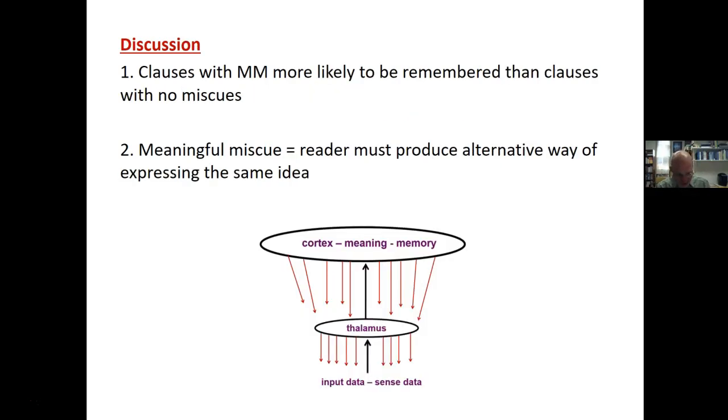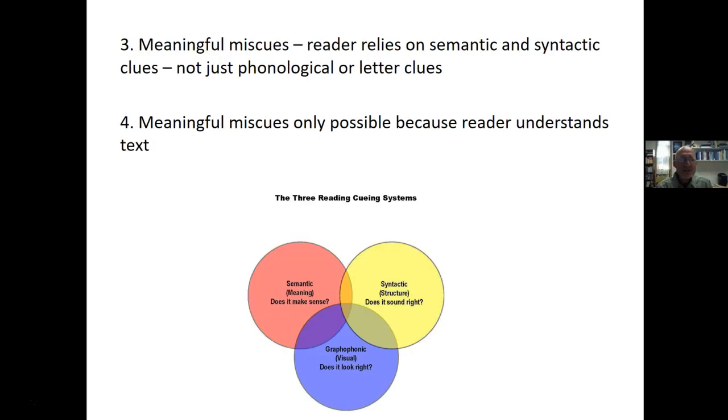All right, so the discussion, again: clauses with meaningful miscues, this is significant, were more likely to be comprehended and remembered in retelling than clauses with no miscues. This would be clauses in which there was 100% word recognition accuracy. With a meaningful miscue, the reader had to produce alternate ways of expressing the same idea. There was a change in the surface structure while maintaining the deep structure.